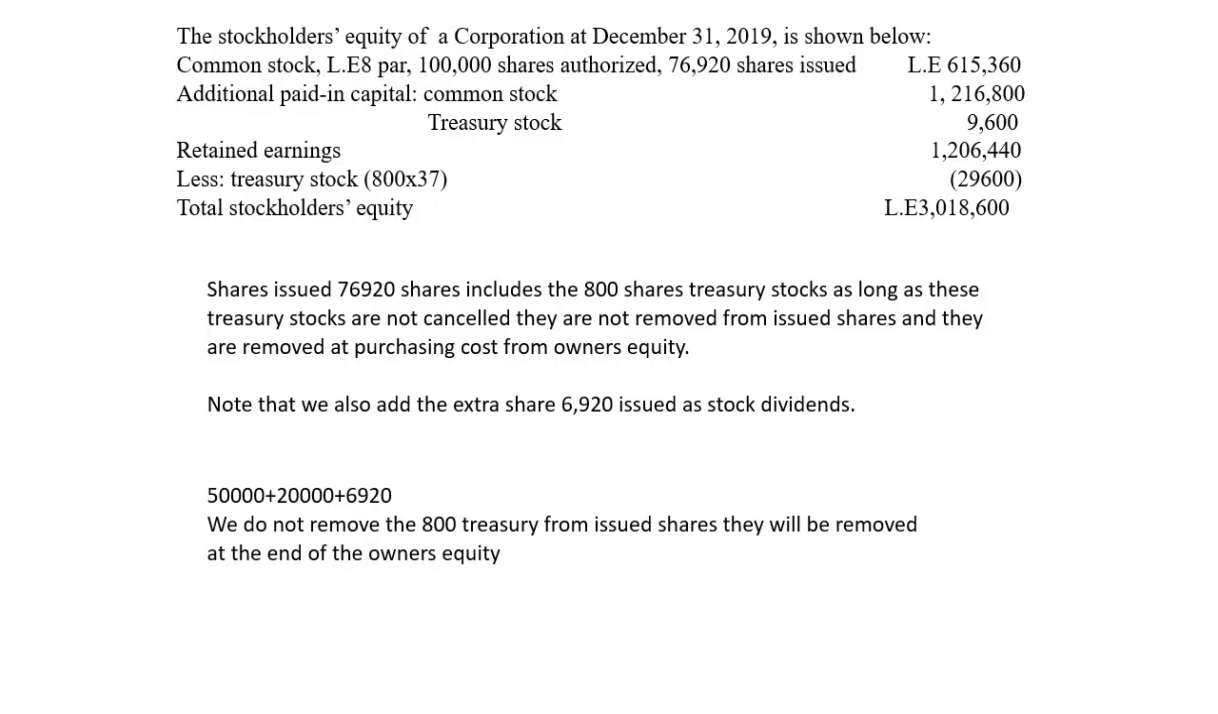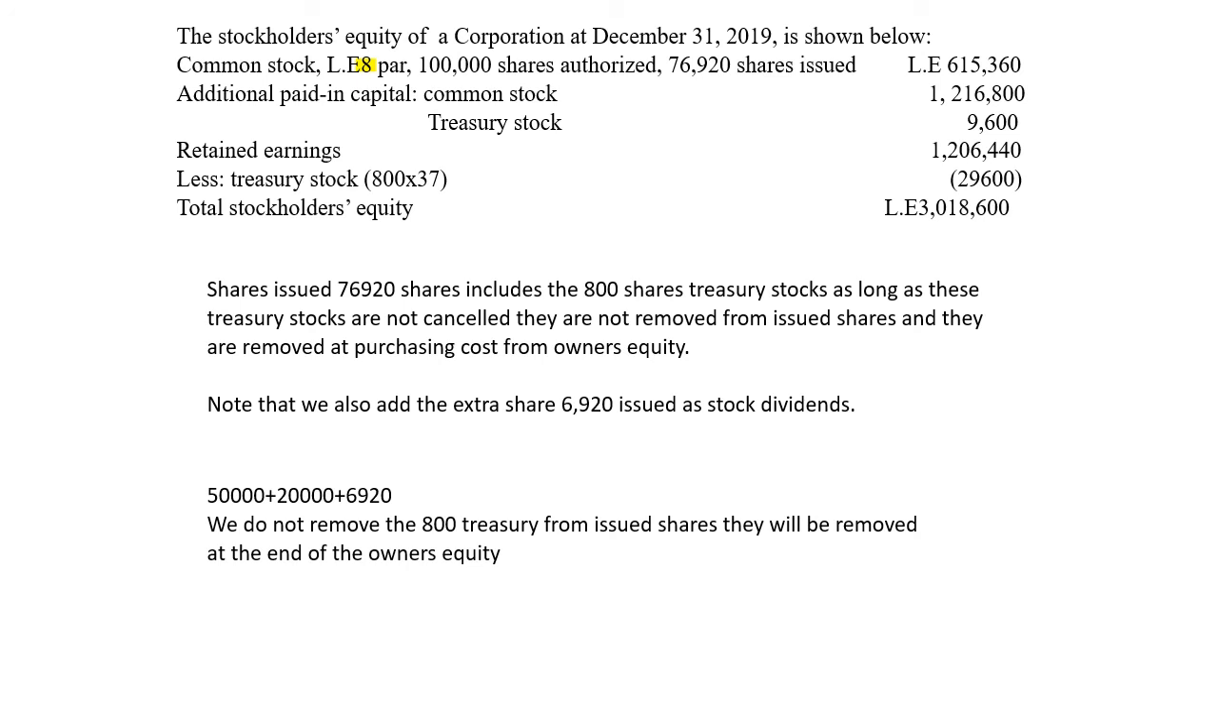The last step is to show the owner's equity at the end of year 2019. You just copy the given owner's equity, but with changes. You see the par value is written here as 8. It used to be written as 10. You know why? Because the stock split changed the par value from 10 to 8. The authorized shares is not changed. For the issued shares, the number of issued shares used to be what it was before the distribution of extra shares, and then we add to it the amount of extra shares distributed.